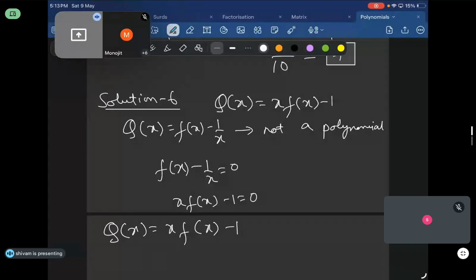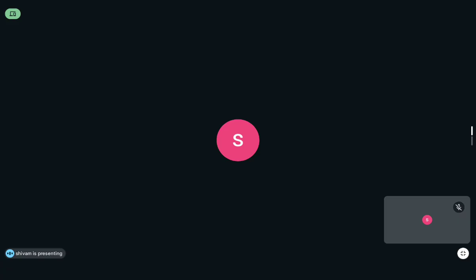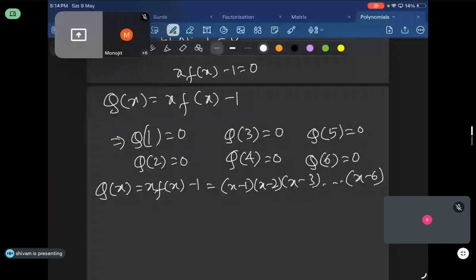You see, Q of 1 will be equal to 0, Q of 2 will be equal to 0, Q of 3 will be equal to 0, Q of 4 will be equal to 0, Q of 5 will be equal to 0, Q of 6 will be equal to 0. Right? All of them will be equal to 0. So I can say that Q of x, which is x into f of x minus 1, will be equal to k into x minus 1 into x minus 2 into x minus 3 up to x minus 6. Right, tell me everyone. Are people getting it?